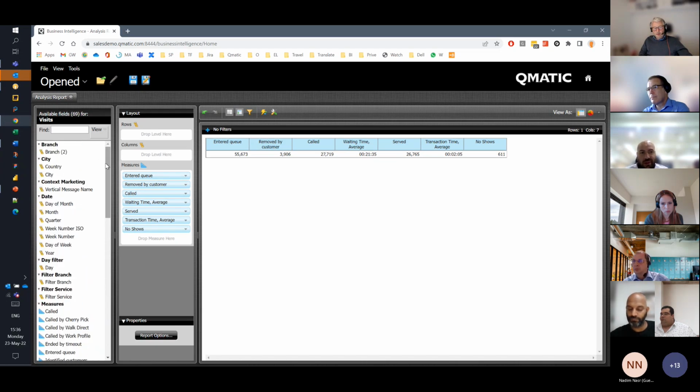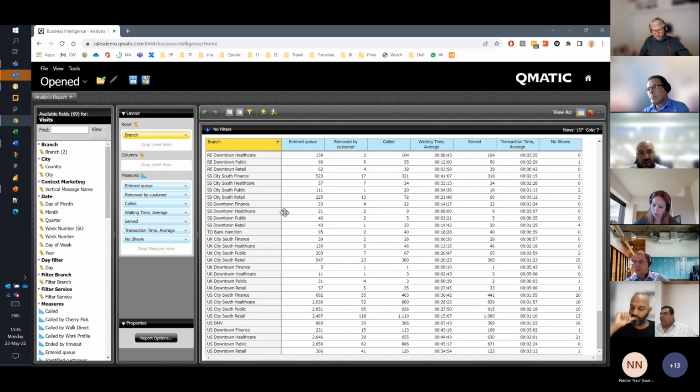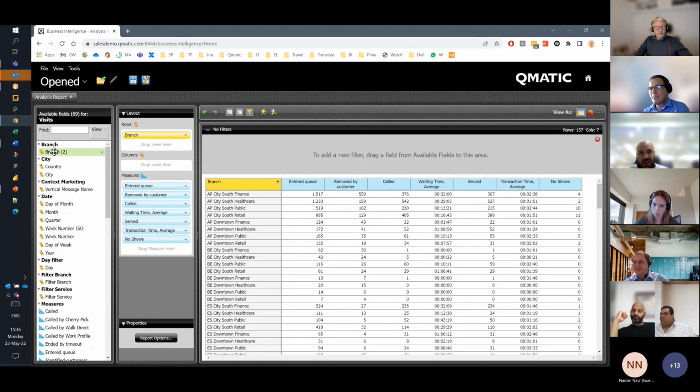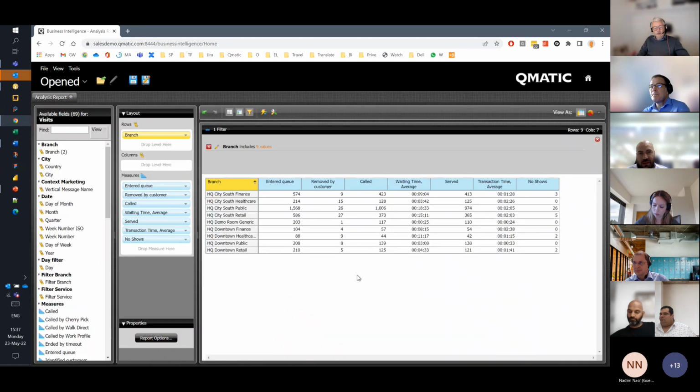I could say, okay, but is this any different per branch? I can put in branches here. And I have a lot of branches in my system, a few, too many maybe. So maybe it's easier to filter that. I don't want to see all branches. I only want to see my headquarter branches. So I can filter that. I select those, I put those in, and now I'm only looking at my headquarter branches. And some of them are finance, healthcare, public, but that's because of our demo server.